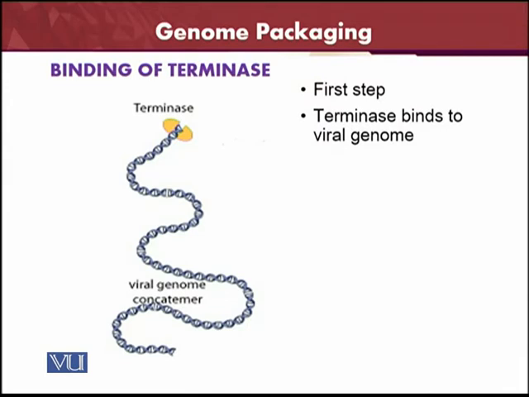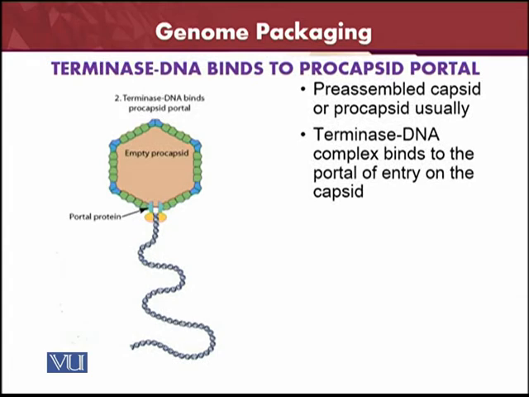Step 1: the terminase binds to the viral genome, just like you can see in the diagram in front of you. You can see the yellow terminase, and this is the new viral genome which has just been produced. It may be RNA or DNA, as shown in front of you. The terminase binds to the viral genome concatemer so that the process can be terminated.